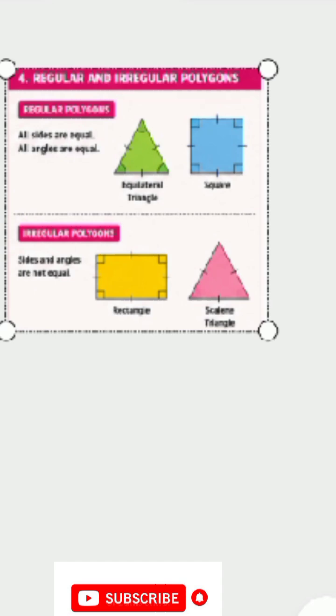We have interior angles of a polygon. The interior angles are found inside the polygon. Here, this is the interior angle of this quadrilateral, you see it. Now, how do we calculate interior angles of a polygon?